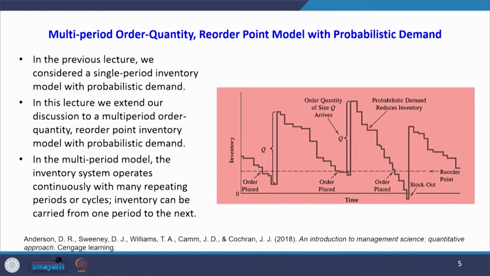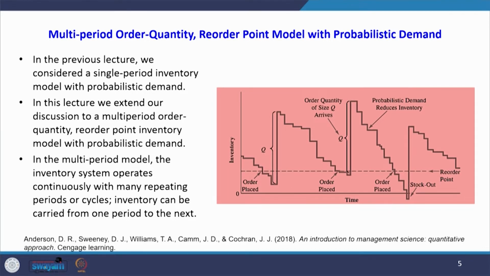In the previous lecture we considered a single period inventory model with probabilistic demand, that is what we did in the newsboy problem. But in this lecture we extend our discussion to a multi-period order quantity reorder point inventory model with probabilistic demand. In the previous lecture we did not talk about the reorder point, and we considered only one period, but now we are going to consider multi-period and the reorder point. Sometimes there may be a stockout also, and the demand is probabilistic.